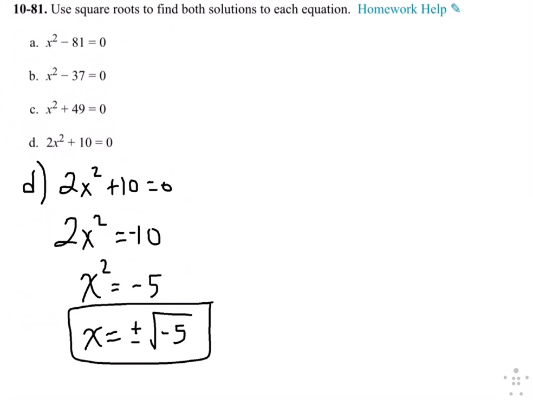Again, only in this section, never on a test, never in any other section. We're only going to leave it this way here. Otherwise, no solution.